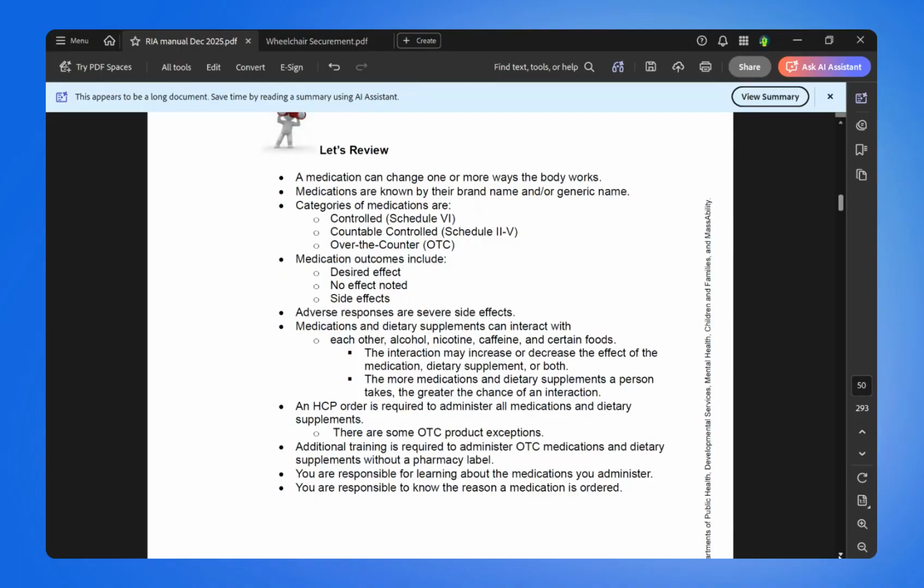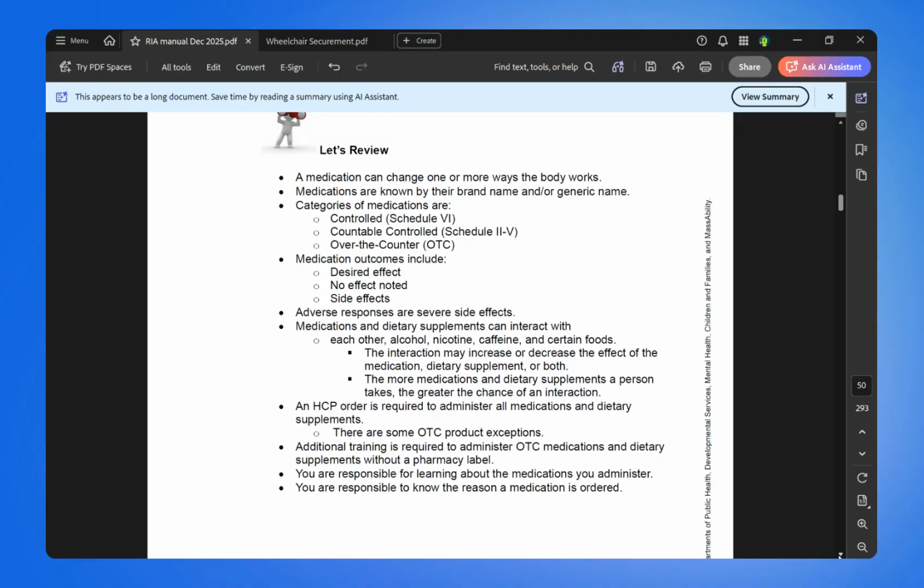So if that is a question on your exam, you need to know that that is always going to be one of the things that is needed to administer anything. For supplements as well that are over the counter. And additional training is required to administer over-the-counter medications and dietary supplements without a pharmacy label. So that pharmacy label is very important. We definitely always want a pharmacy label, even if it isn't over-the-counter.